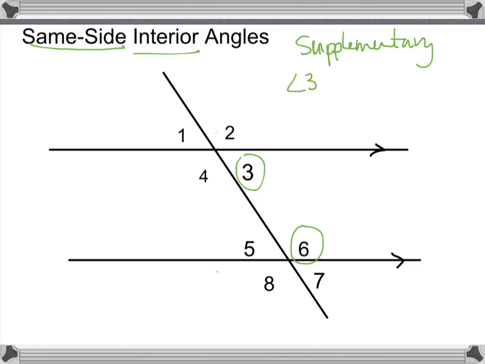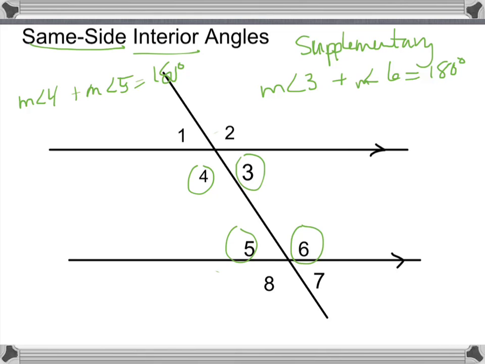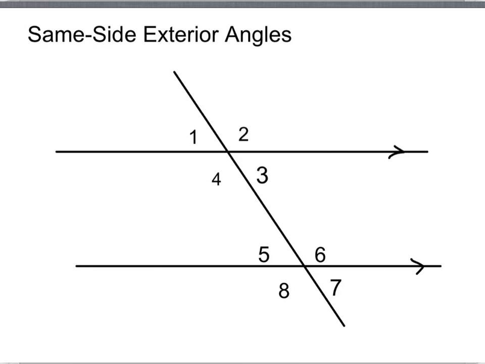So angle 3 plus angle 6 is equal to 180 degrees. Sorry, the measurement of those two angles. And angle 4 and angle 5, the sum of the measurements is equal to 180 degrees. And likewise, same side exterior.